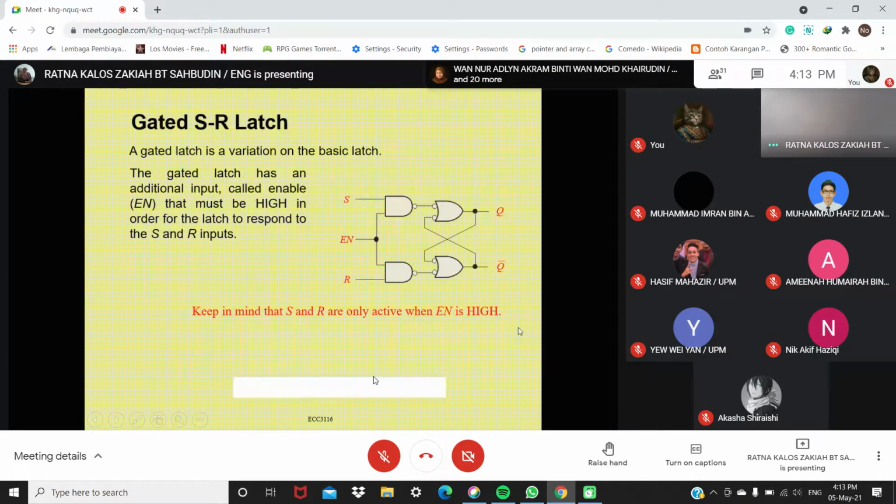Okay, so now look at here, gated SR latch. Previously you looked at SR latch only. Now this is gated SR latch.